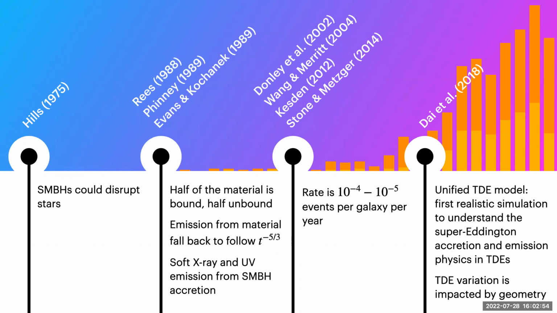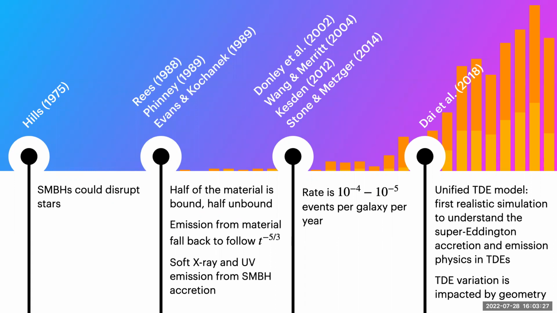Fast forward to the 2000s, mid-2010s, we get estimates on the rates we expect to see. We get neat applications of the loss cone theory. Fast forward a couple more years, and we start getting some really nice unified TDE models based on realistic simulations, things that start to help us understand how the super Eddington accretion happens and what the emission physics look like, and some indication of how geometry affects what we see, both photometrically and spectroscopically.